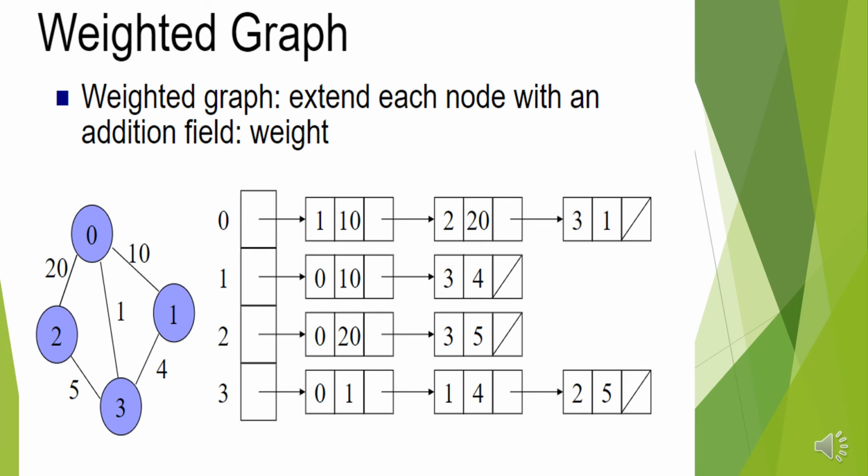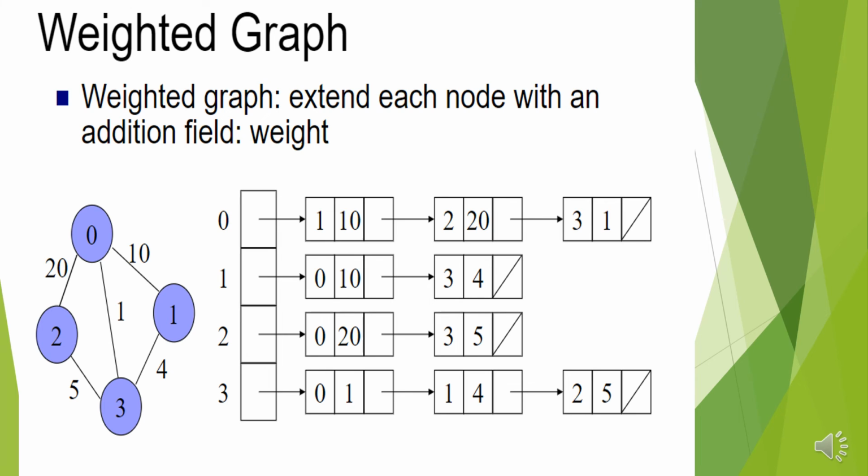And the next is the weighted graph representation of the adjacency list. The weighted graph extends each node with an additional field, weight. So it is the same process, in which the nodes 0, 1, 2, 3 have their respective weights.